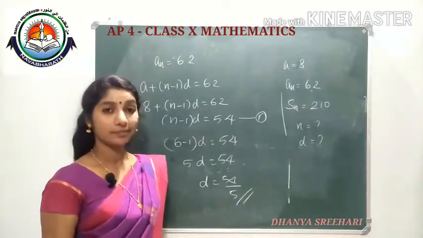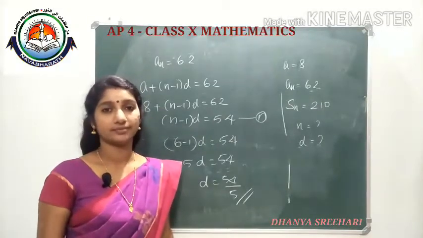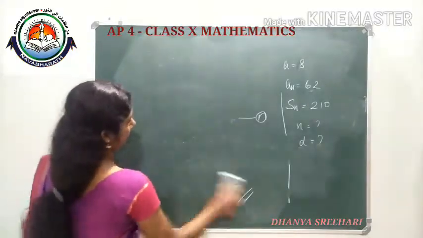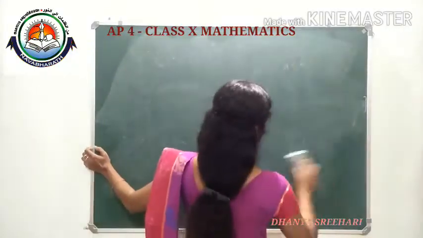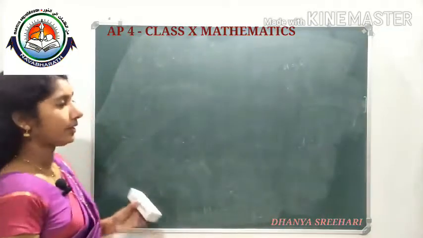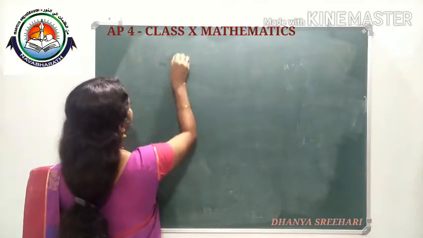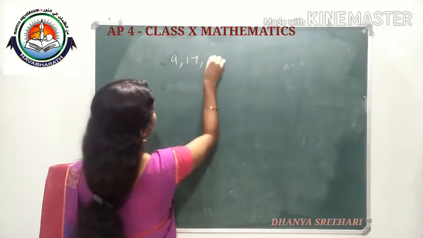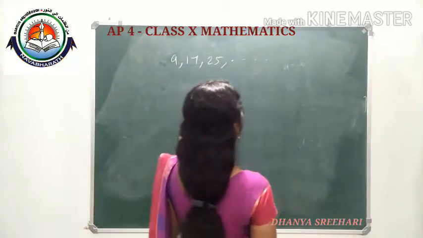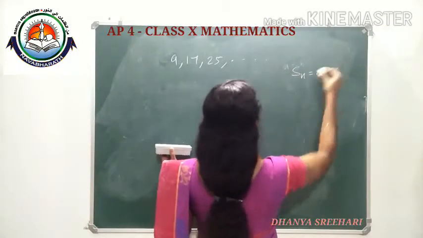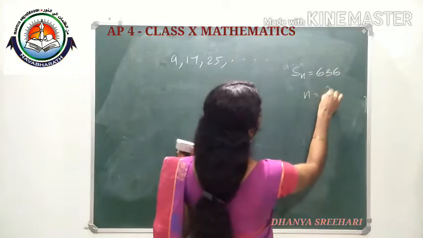Like this, we will apply the results which we studied. Direct application of the results. Next question. One AP is given: 9, 17, 25, etc. and the sum of n terms is given as 636. We need to find the value of n.